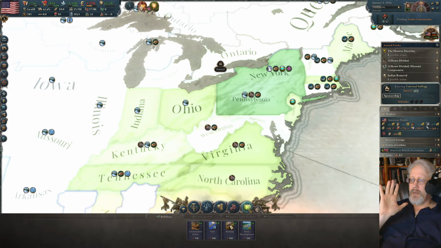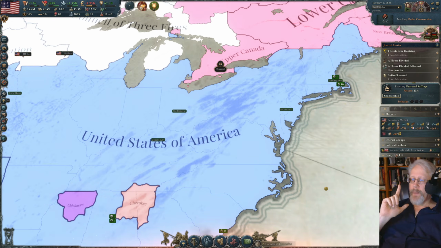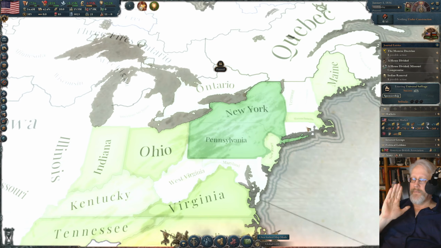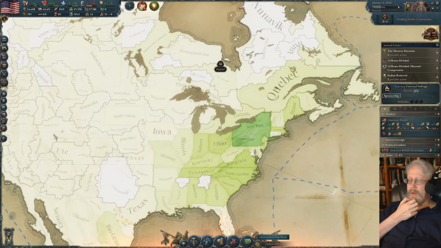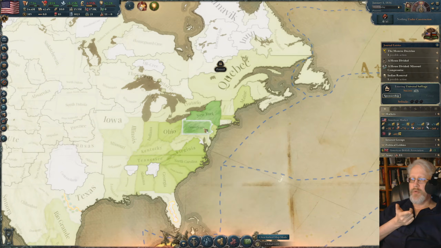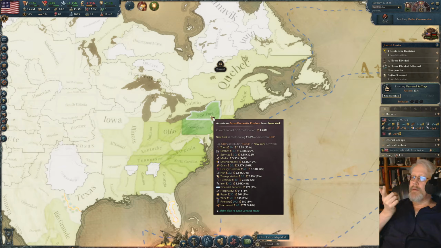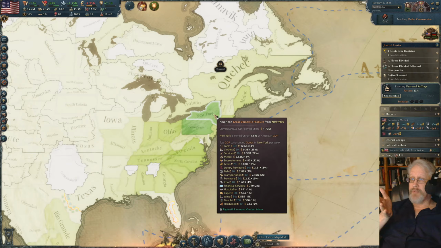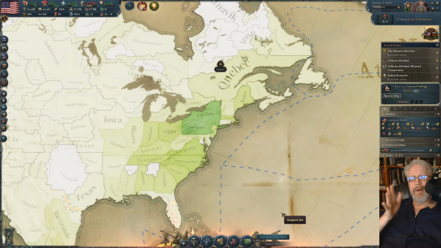But another thing to consider would be, if we want to industrialize, let's look at our GDP. And right away, we see two states, Pennsylvania and New York, are the darkest. New York is 11%, and Pennsylvania is another 12, almost 12%. Yeah, they're both close to 12% of my GDP in these two states.